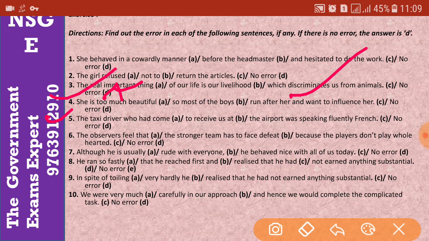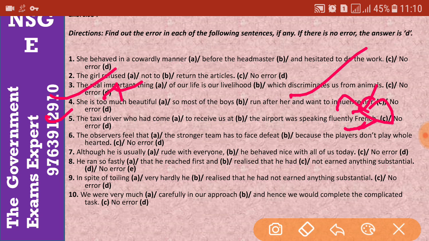The taxi driver who had come to receive us at the airport was speaking fluently French. So there is a mistake in "fluently French". It should be "French fluently". That means the taxi driver who had come to receive us at the airport was speaking French fluently. So first would be the subject, then the object, then fluently. Okay, so C is the wrong one. Let's move on to the next one.